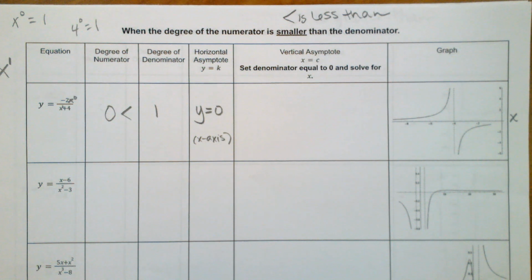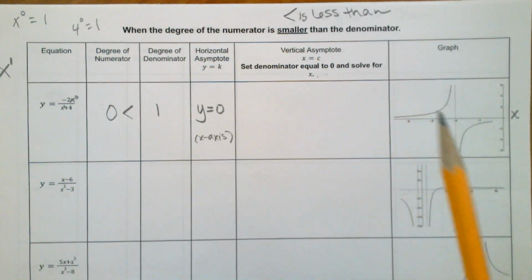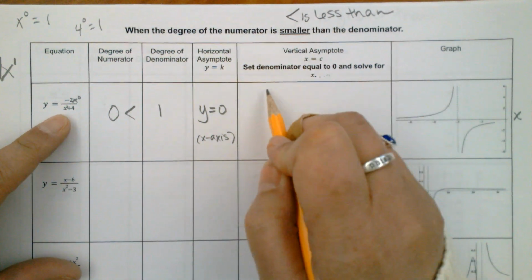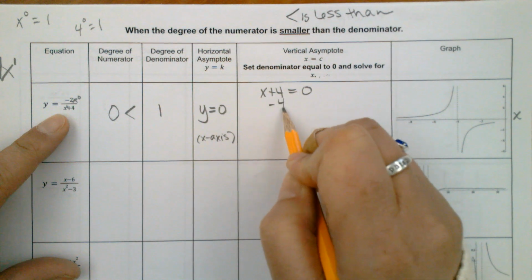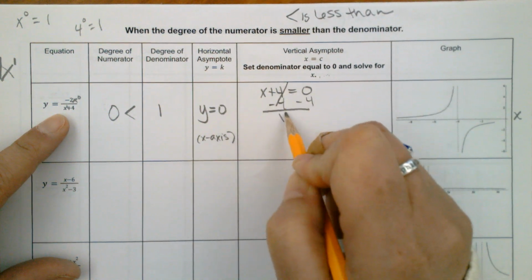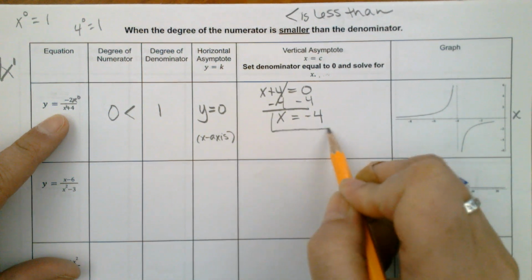Okay, how do you find your vertical asymptote? Vertical asymptote is x equals c. So what we're going to do is we're going to set the denominator equal to 0 and solve for x, just the denominator. So we're going to take our x plus 4, set it equal to 0, and we're going to use our algebra skills, and we're going to solve. And that's it. That's your answer.